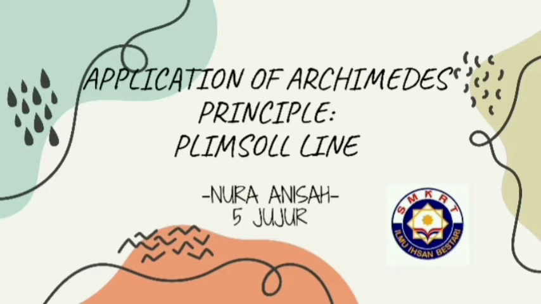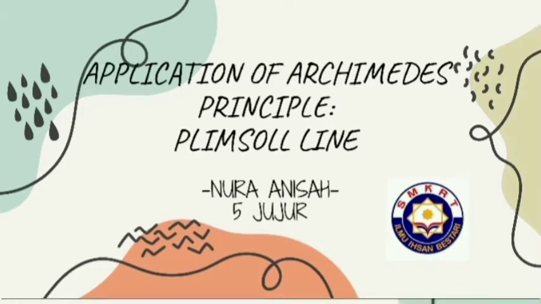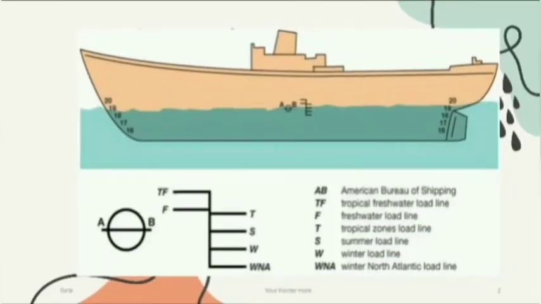Today, I'm going to talk about the application of Archimedes principle in daily life, which is the Plimsoll line. This is an example of a Plimsoll line on a ship. It is divided into two parts: on the left side is the line for fresh water, while on the right side is the line for seawater.